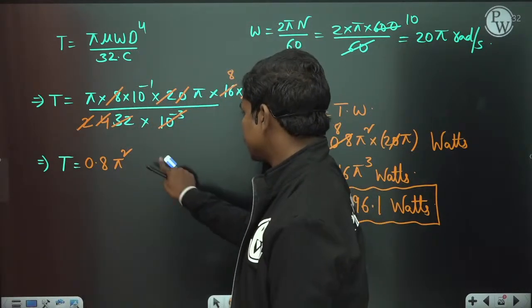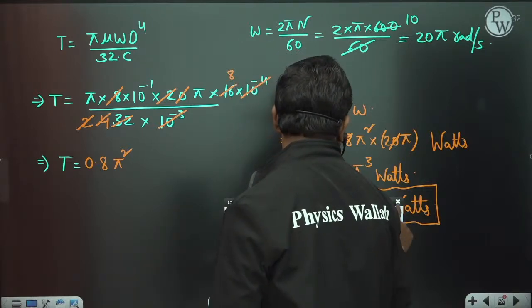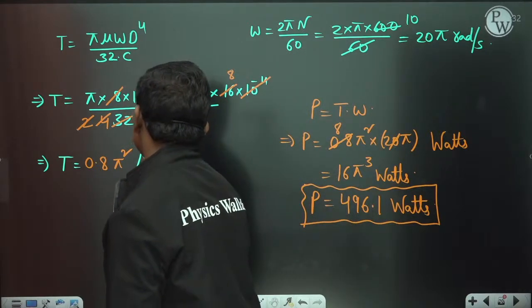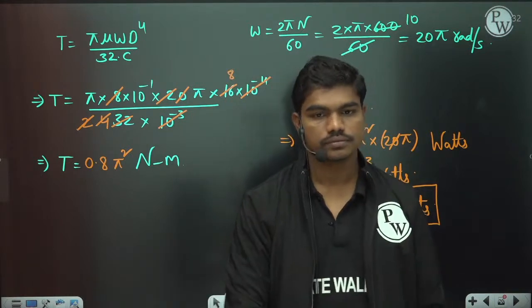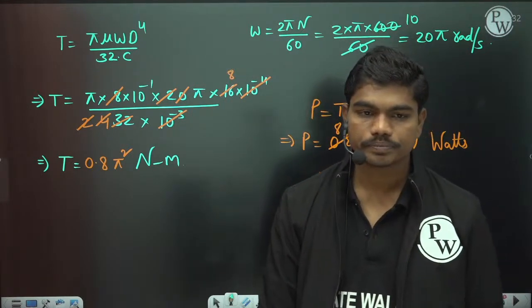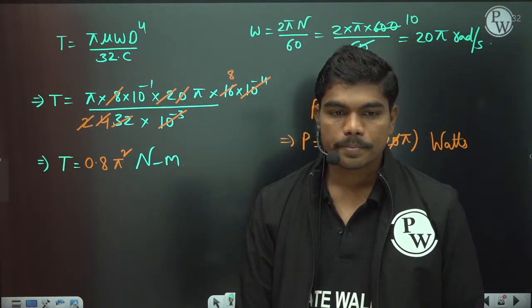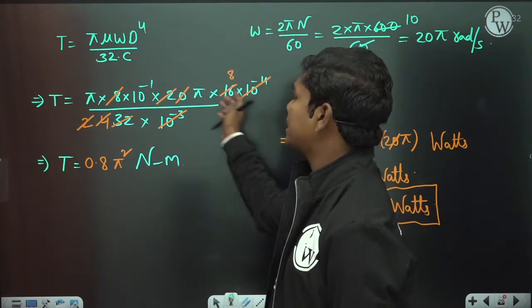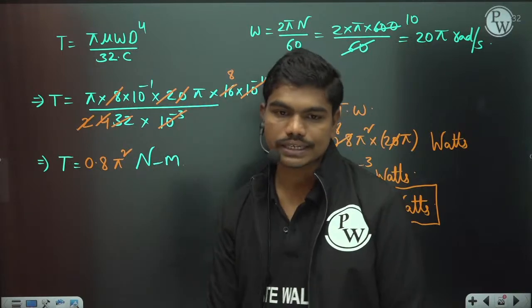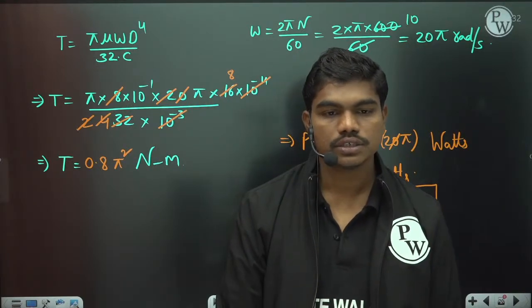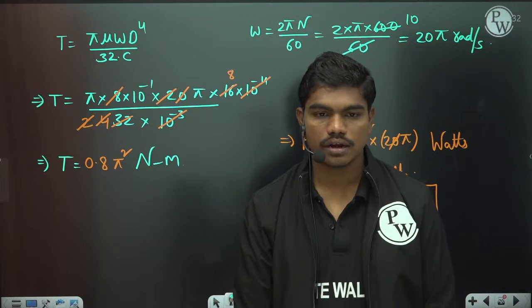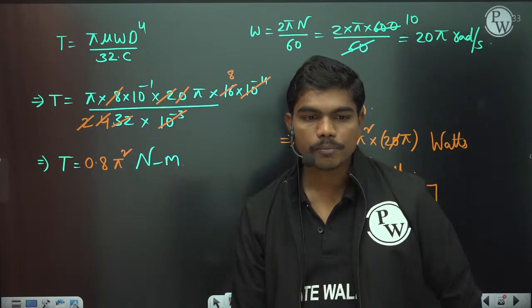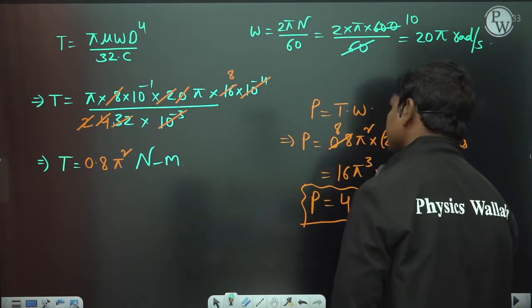Okay, I'm sorry, here I have written the units as watts. Sorry, this is Newton meter. Torque is always in Newton meter. So calculating the value of 16 pi cube is very simple compared to calculating this complete value into omega, all these things. So 496.1 watts. Clear? So let's go for the next question.